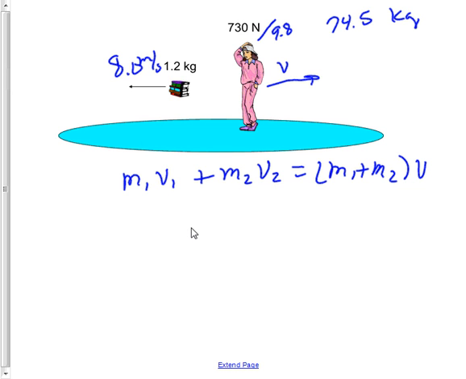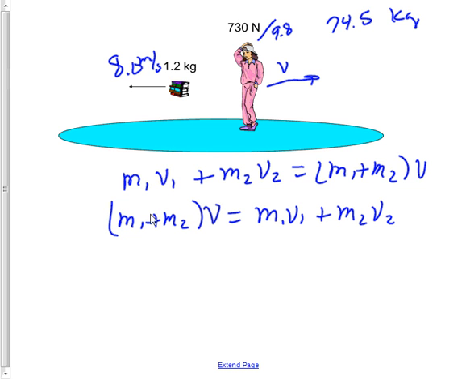However, this one's a little different because the books are with her already, and she is going to cause them to separate from her as she throws at 8 meters per second this way. So we really need to invert this equation here. So we have m1 plus m2 multiplied by velocity is equal to m1v1 plus m2v2.